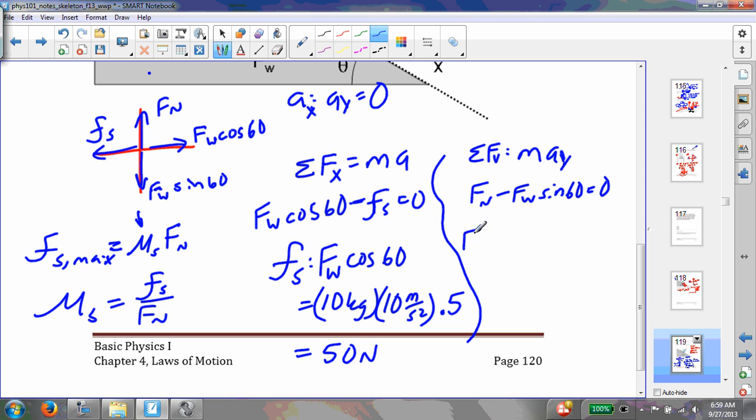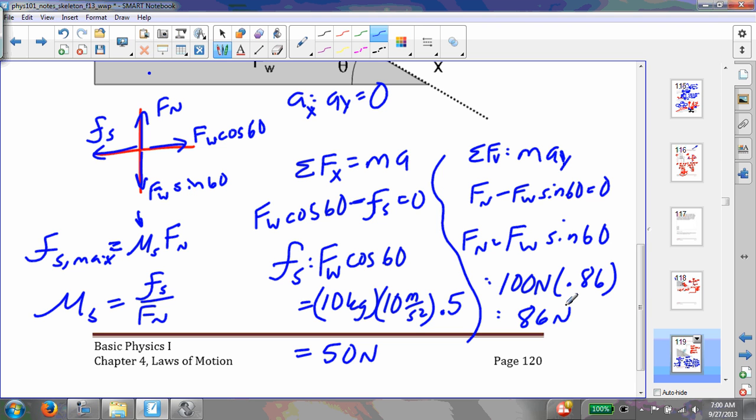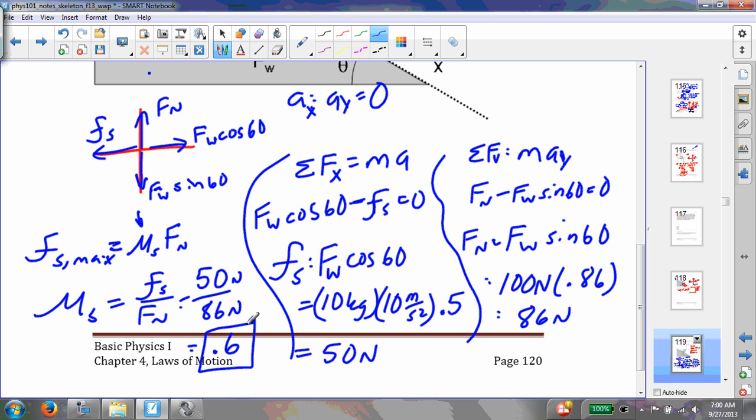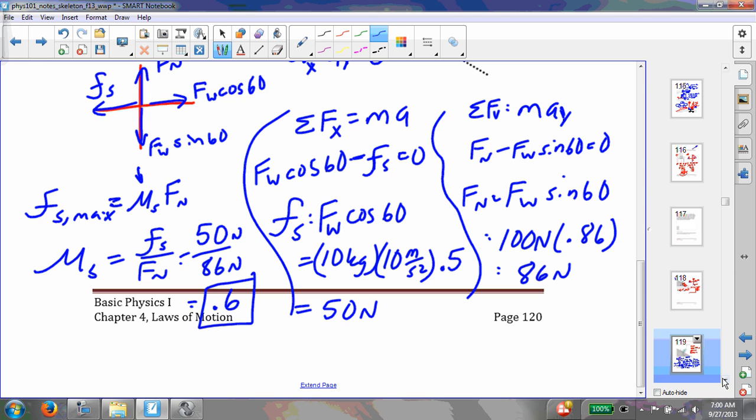Similarly over here, I can solve for Fn. It's equal to Fw sine of 60. That's the weight, 10 times 10, which is 100 newtons, times 0.86, which is sine of 60. So that's equal to 86 newtons. Now if I want to find my mu, that's just going to be 50 over 86, which is 0.6. Right, so that's the coefficient of friction.